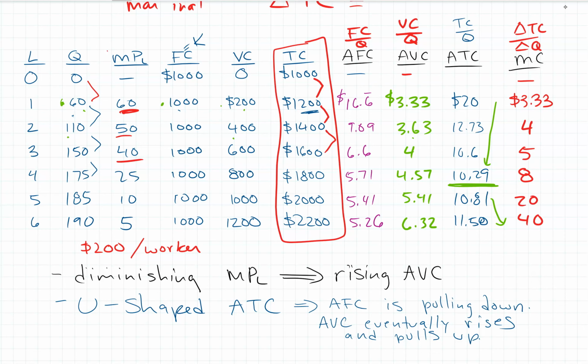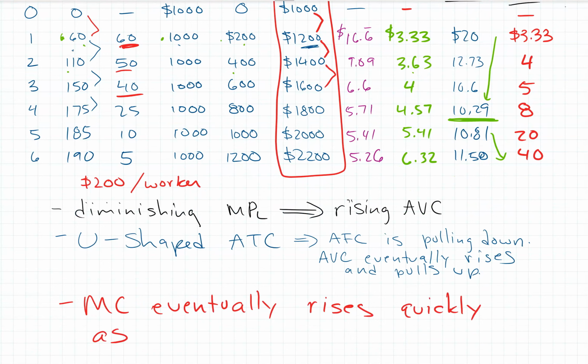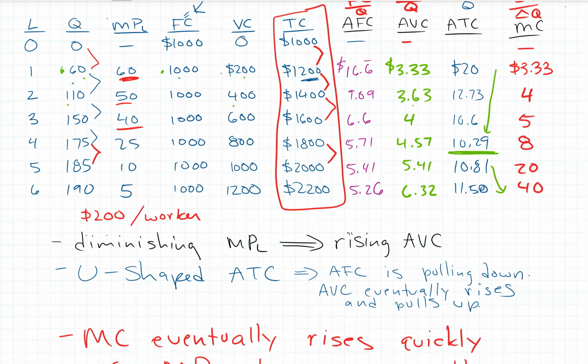So notice it rises quite quickly. Marginal cost eventually rises quickly as the marginal product of labor becomes very small. So the reason it's doing that is because, again, your cost is going up by 200 every time you add a worker, but your production is going up slowly. You add the worker for 200, but they only produce 10. So then that's going to make your marginal cost go up. So those pizzas start to get very expensive at the edge.